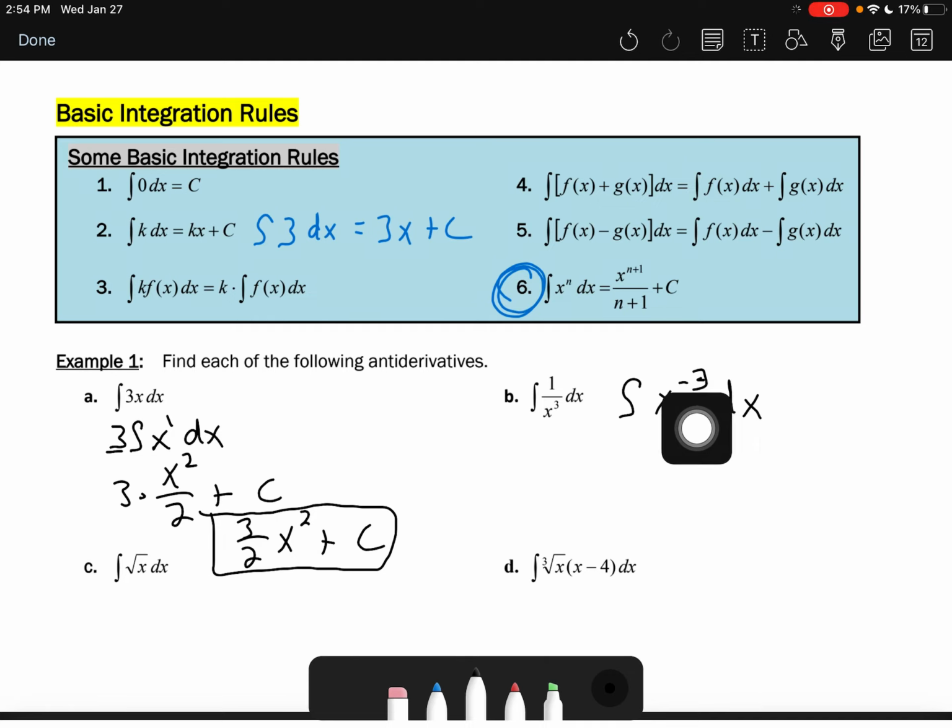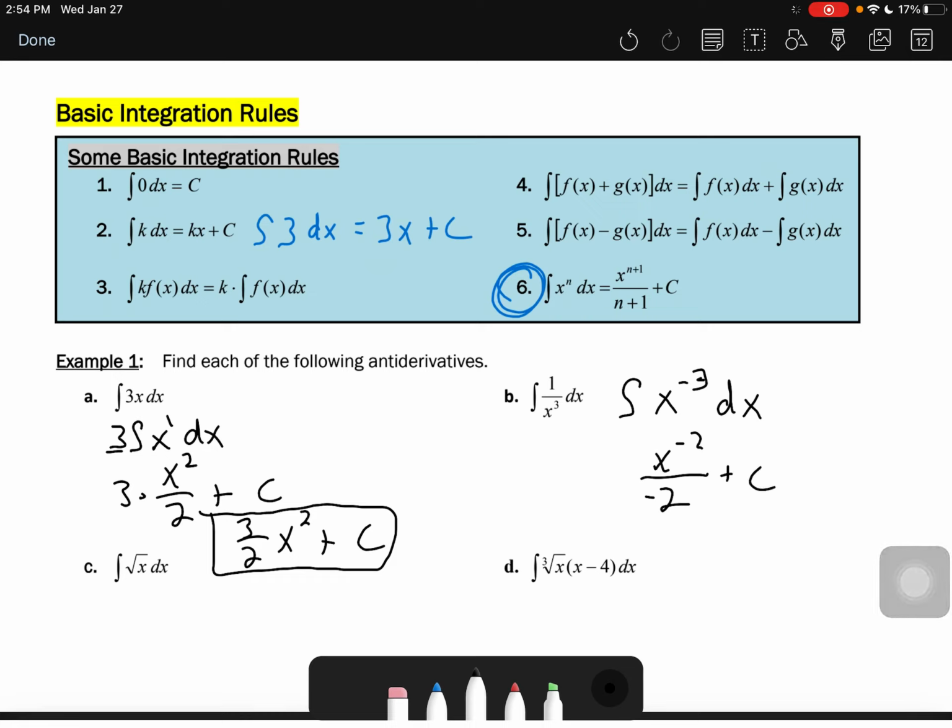So if I add 1 to negative 3, I get negative 2. Okay? So that's going to be x to the negative 2 divided by negative 2. We're dividing by negative 2 there. So whatever this power is, that's what I'm dividing by. Same thing here. I had x squared, I divided by 2. Here when I added 1 to that, I got negative 2. I need to divide by negative 2. And always put your plus c on the end.